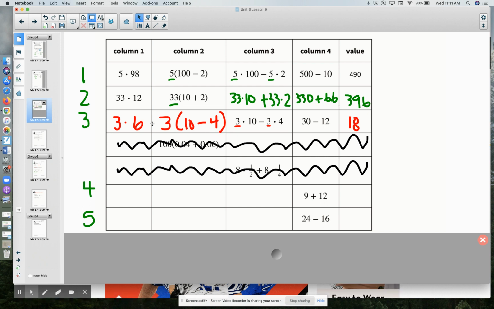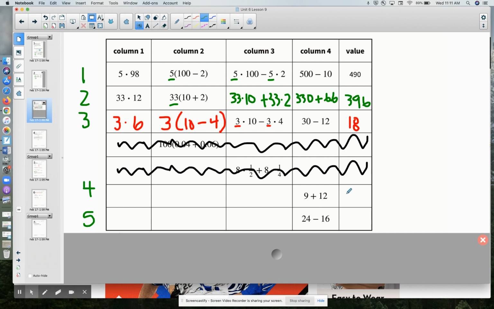All right, and then this one here, we worked backwards yesterday, so that's 18. And then we have the 3 and the 3 here. That means 3 would be here. So it's all about patterns. Do you see 5 and the 5? That becomes a 5. The 33 and 33, that becomes 33. So this is a 3, and then 10 minus 4 is 6. So 3 times 6. So we're going to do this together, okay?